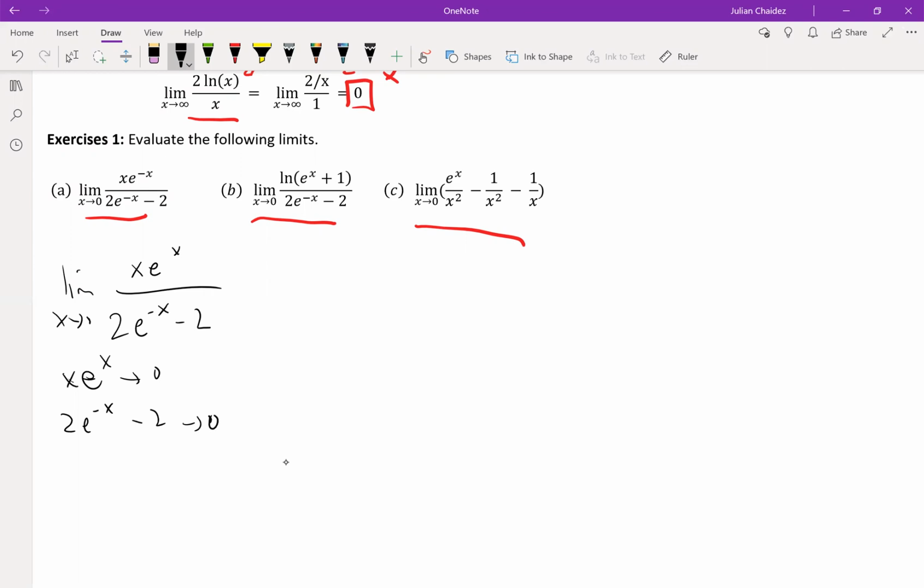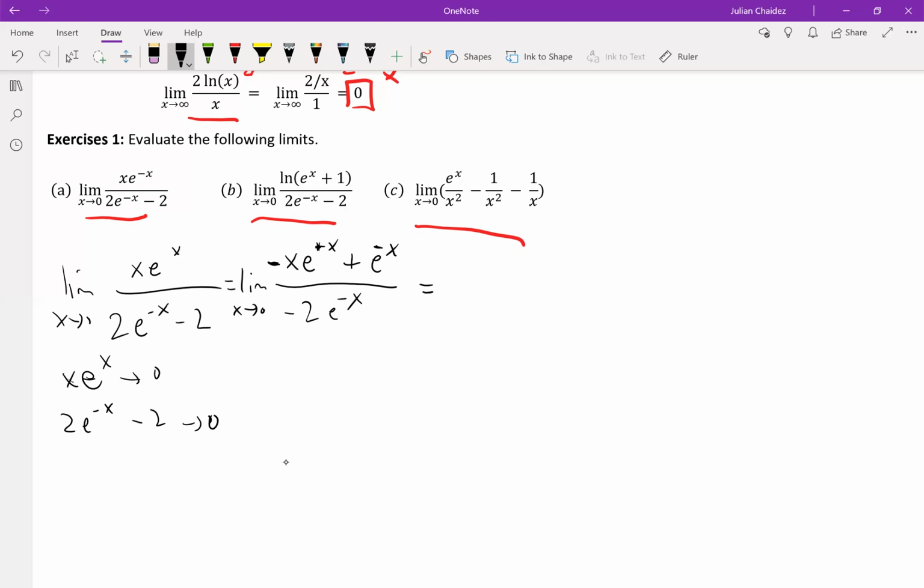Because of this, I want to apply L'Hopital. So I take the derivative of the top and the bottom. If I take the derivative of the top, I get this. Sorry, that should be plus. Then I get a plus e to the x, and then a minus because there's a minus there, and I get an e to the negative x. On the bottom I get a negative 2 e to the negative x. Now I want to take the limit of this as x goes to 0.